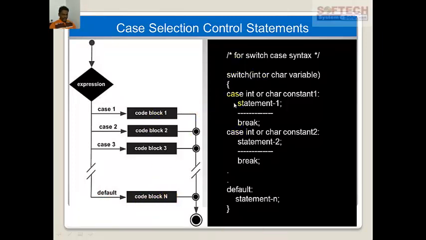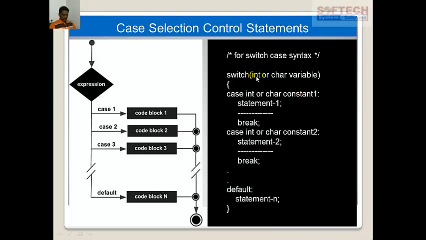This is the syntax of the switch statement. Within a switch, we put only an integer or character variable, not float, double, and so on. So we use only integer or character within a switch block. It is an index variable. Based on the variable, the case is executed.